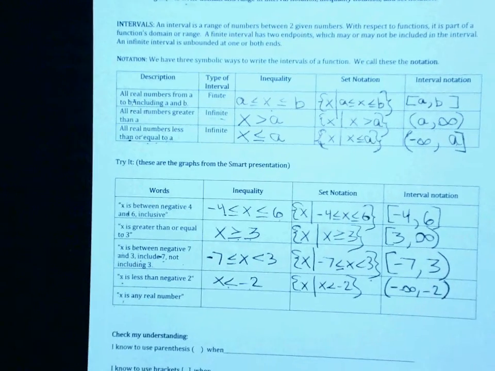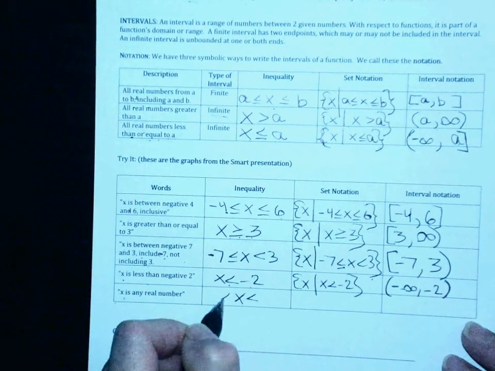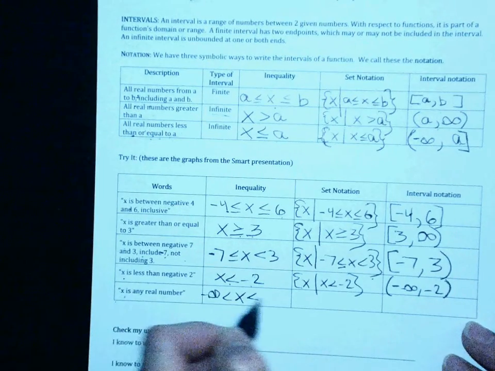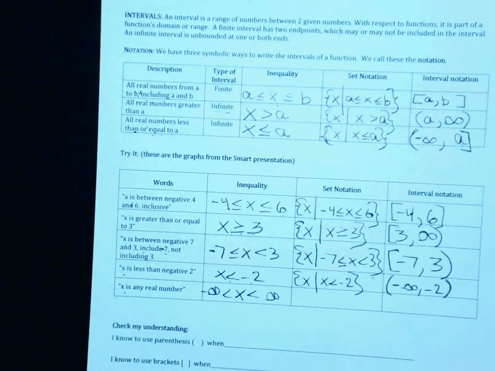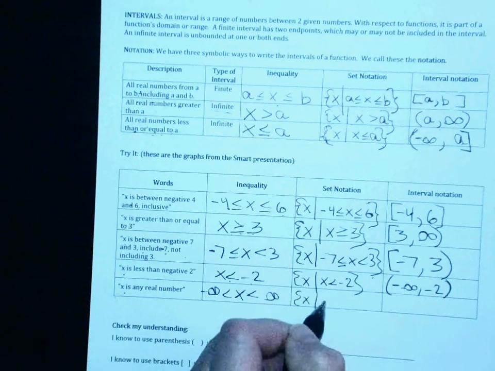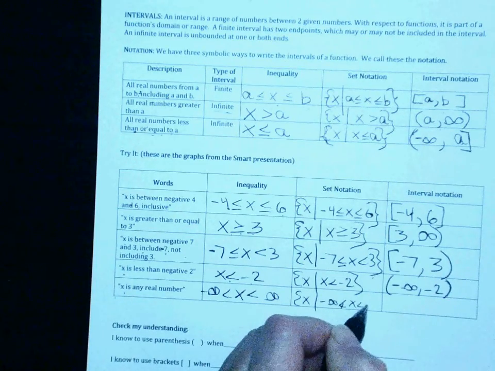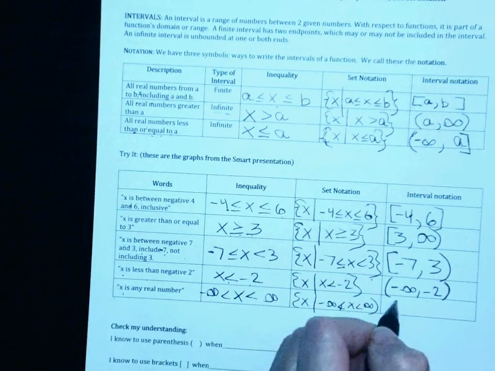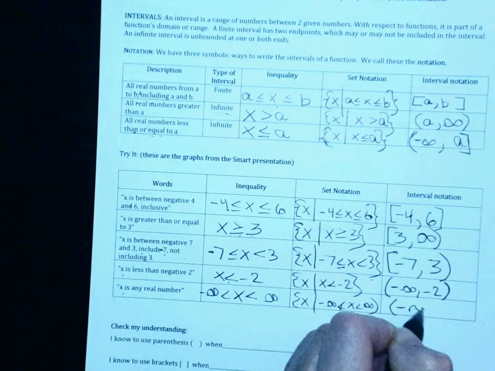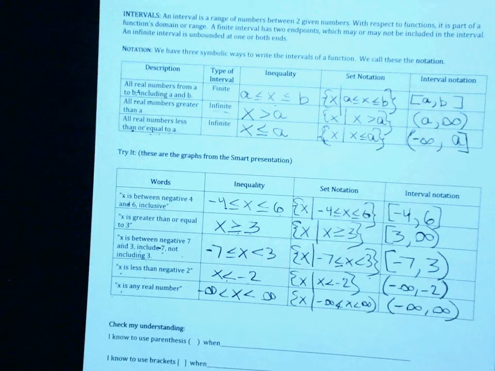This last one, x is any real number. There's no restrictions at all. So you could write x is between negative infinity and positive infinity. No restrictions at all. Same thing here, all x such that x is between negative and positive infinity. And then the last one, which is the way you're probably familiar with, like that. Okay?